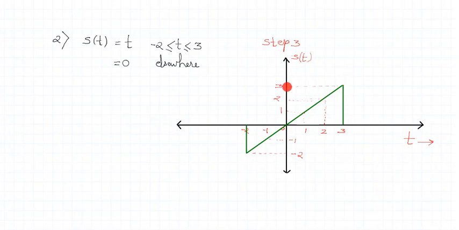At 3, it is 3. So finally, in the last step, I have put all the magnitudes and my signal is ready. So as I said, here we terminate the signal and bring it to 0. At this point also we terminate the signal and bring it to 0 because outside this range it is 0. So this termination is important, right? Because signal exists only from minus 2 to 3. Outside this it is 0. Right? Is this particular signal clear?